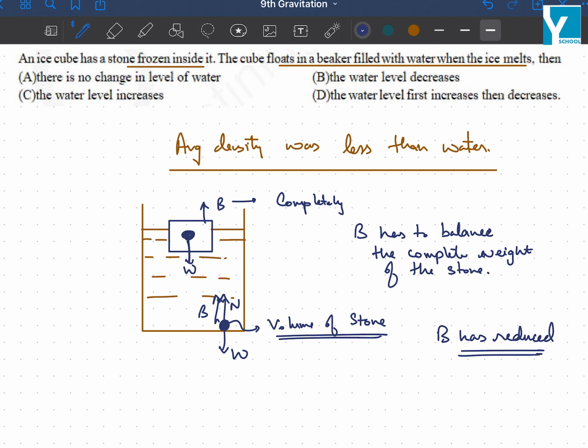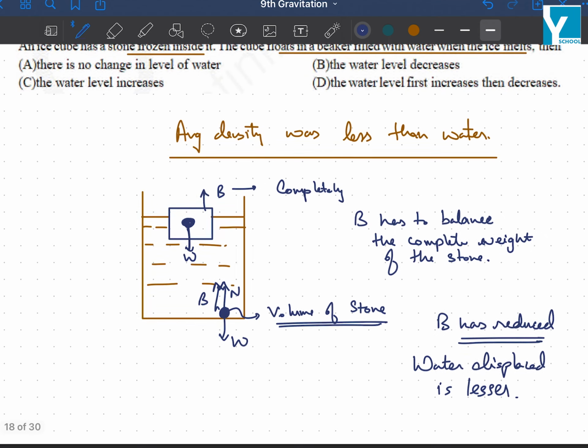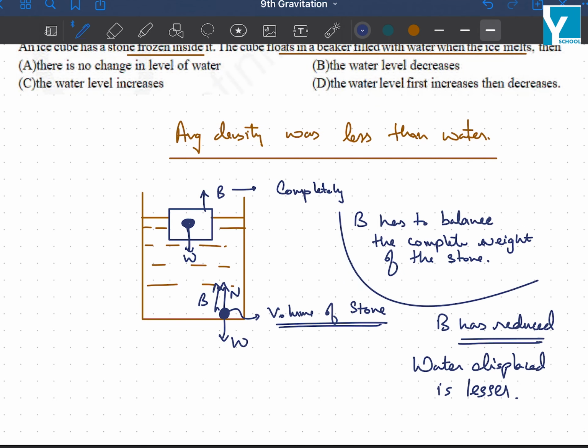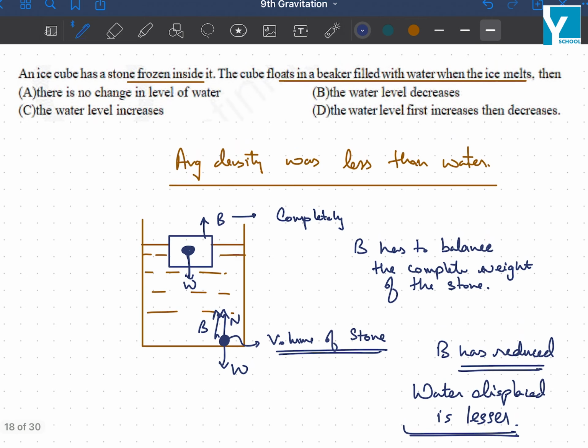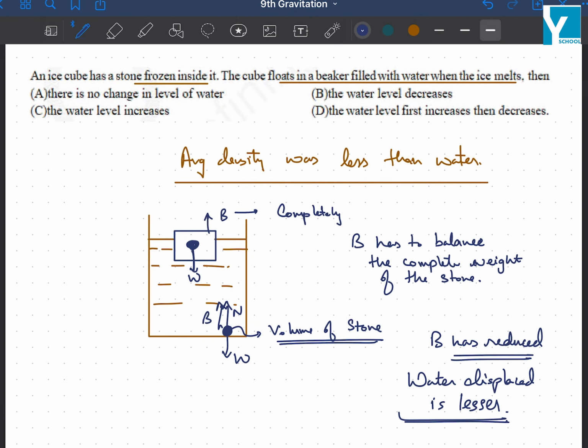And if buoyant force has reduced, definitely water displaced will also be less, because we all know buoyant force is directly dependent on how much water you displace. And ice itself doesn't have any impact on the level of water. So the level of water that was displaced because the stone was being held will always be greater than the level of the water that the stone itself displaces. And that's why the level will decrease. The level will decrease. This is going to be your answer.